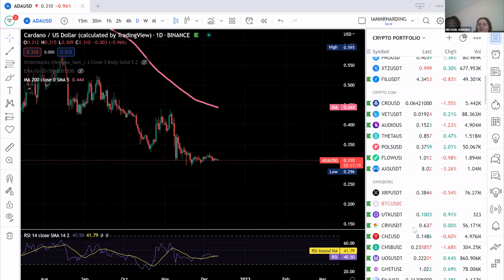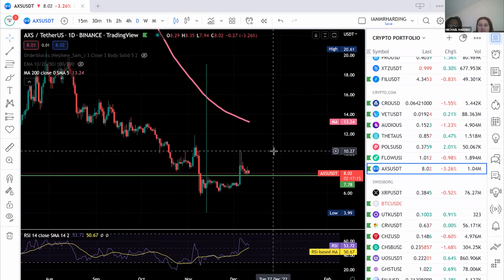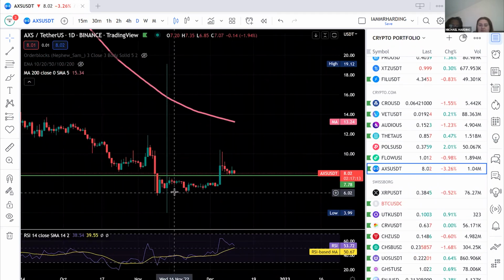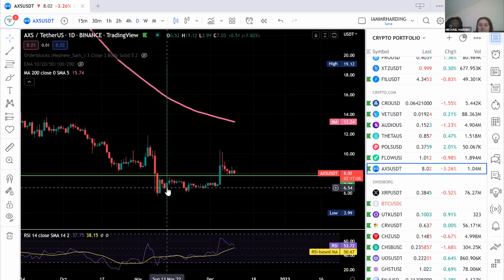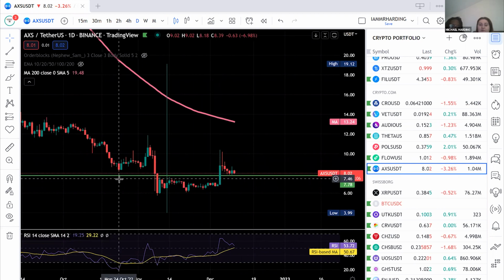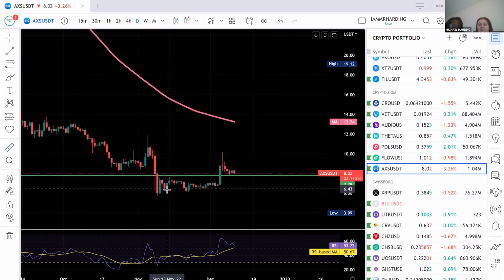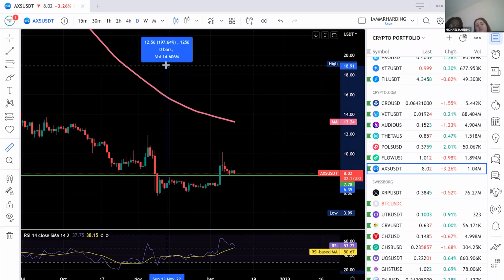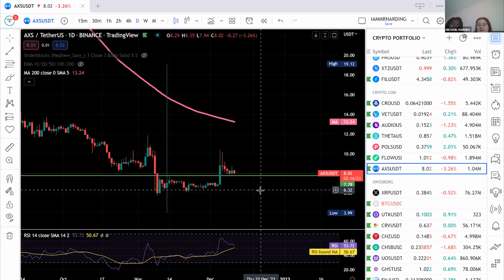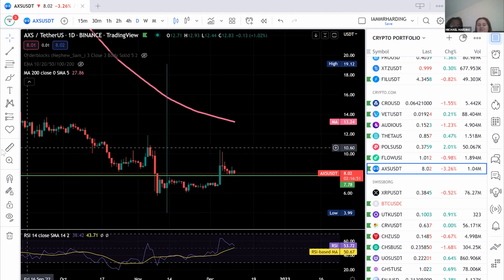Axie. Oh yeah, right there, Axie. So this had a bit of a pump this week. Again, the same kind of movement. Look, here's this support line that appeared on it and it went sideways and then bam. But look at this massive green spike. Look how high it shot up, 194% in a day, and then how quickly it came back down.